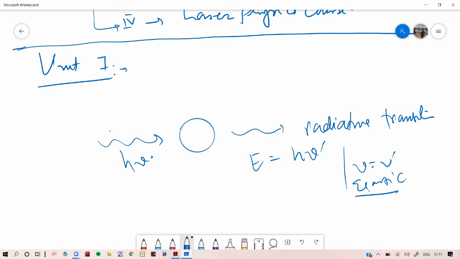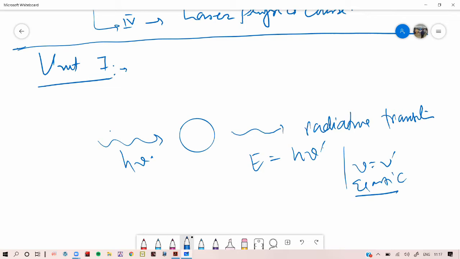What is the nature of the incident radiation? What is the nature of the interaction which is going on inside the atom? So when we know about it, we can guess some of its properties.